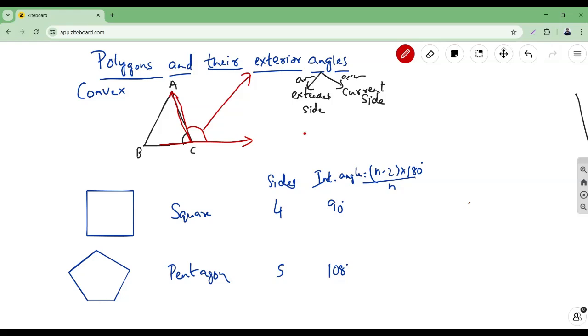Okay, again, let me make it very clear. The extended side is the BC side. The current side is the AC side. And the angle formed between these two arms is called the exterior angle. Okay. First, I want you to become clear about this exterior angle concept. Now, let me give you a task.